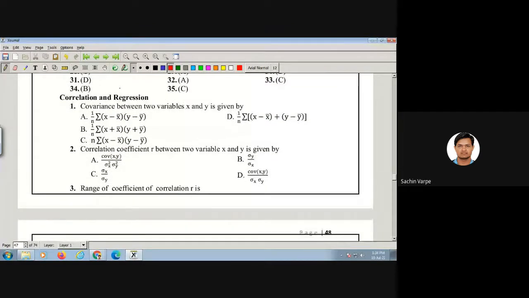Now the examples on correlation and regression. Covariance. So what is variance? Variance is sigma square, that is summation of x minus x bar square upon n. So instead of this square, we have the multiplication of two brackets, one in terms of x and one in terms of y. So that is summation of x minus x bar into y minus y bar upon n. That is the formula of covariance. So what is the correct option? That is B option. No, not B, that will be A option.